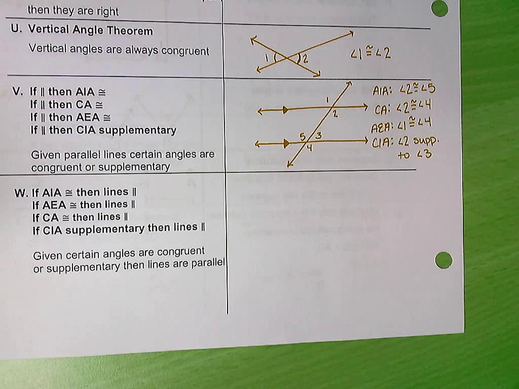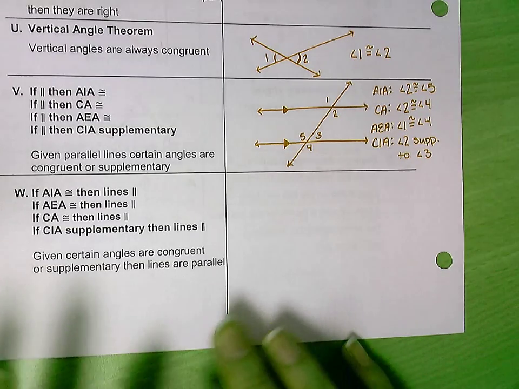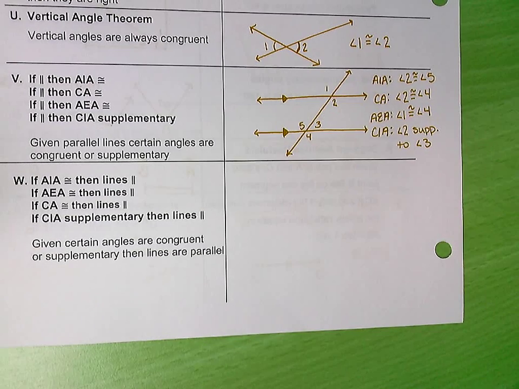With your consecutive interior angles, those two add to 180, they're not congruent. Those are your only ones that aren't congruent to each other. For the last one, it's just the opposite. If you're given that those angles are congruent, then you could say those lines are parallel.